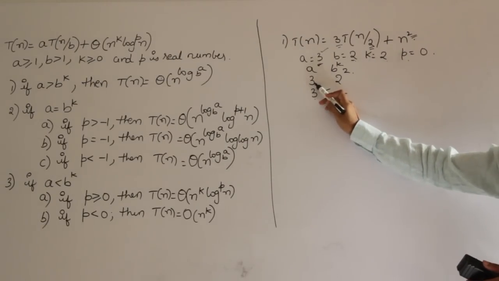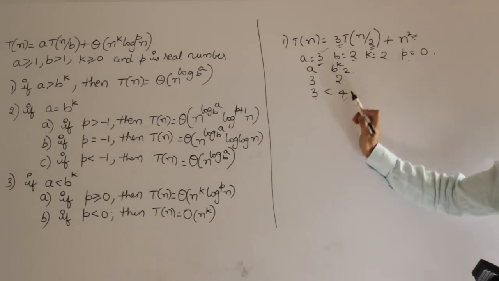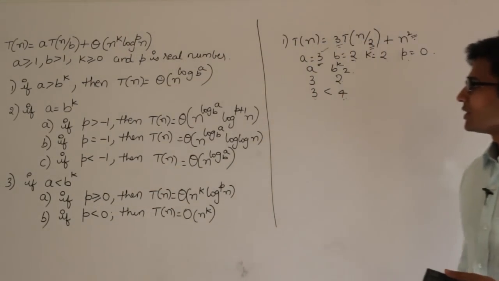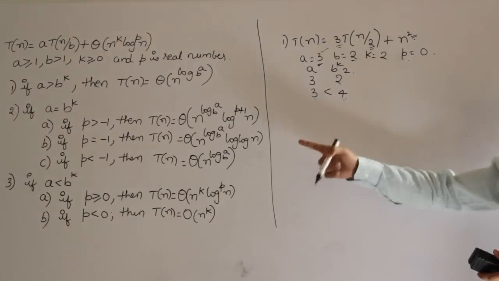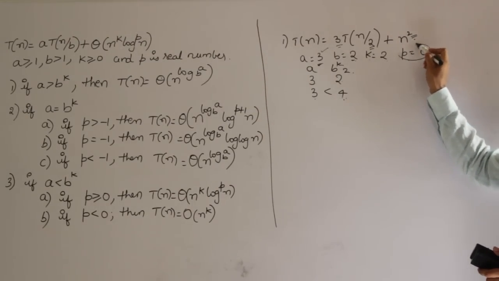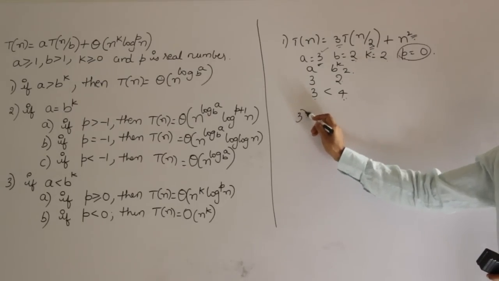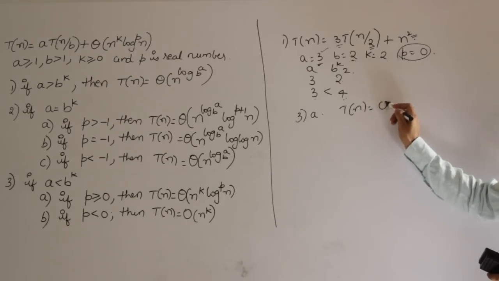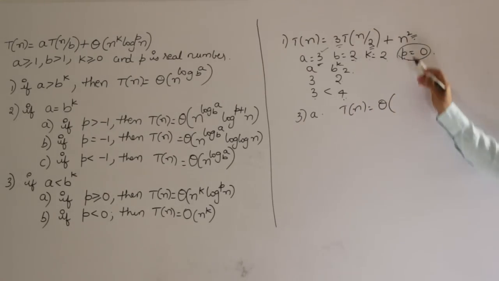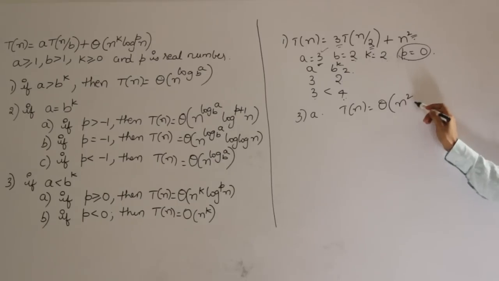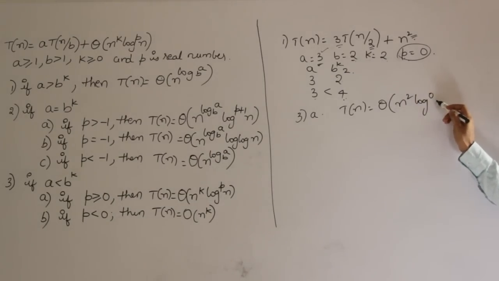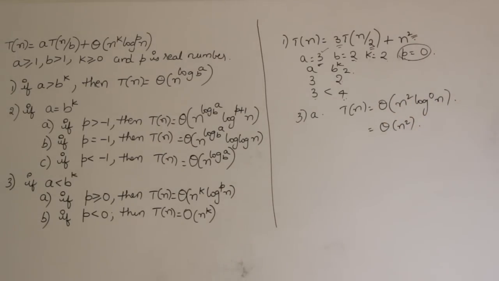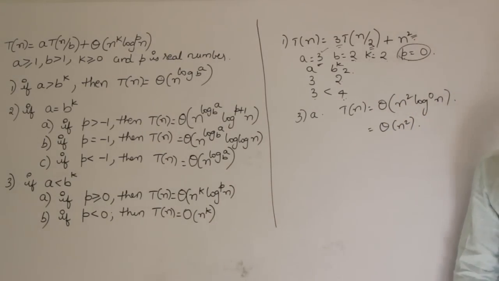Now you just see this a and b power k, a is less than b power k. So what is the condition? The condition is the third one, right? So in this third condition, if p is greater than or equal to 0, yes, p is greater than or equal to 0, therefore this one falls in condition 3a. Then what is it? T of n equal to theta of n power k. What is n power k? N square into log p n. So that is nothing but theta of n square. Okay. Now let's see the next one.